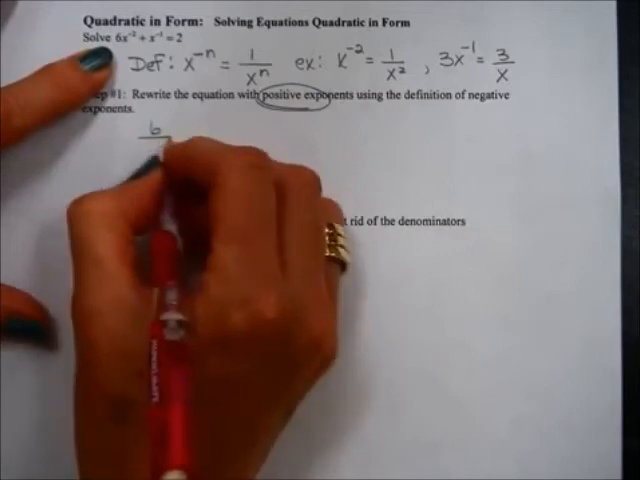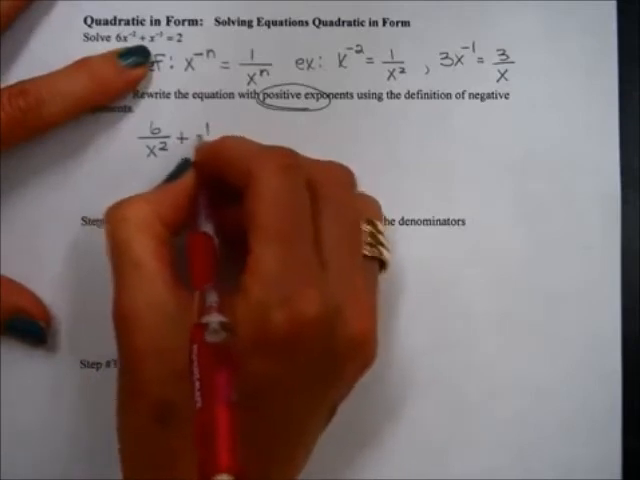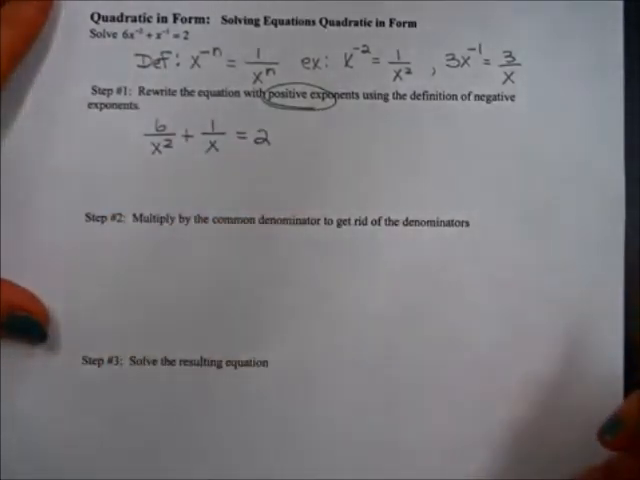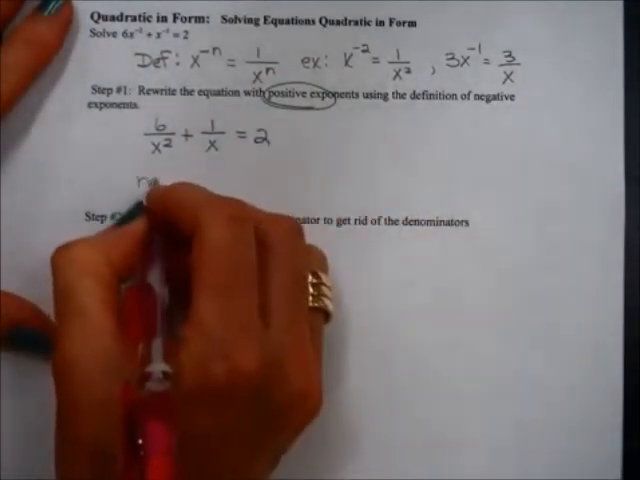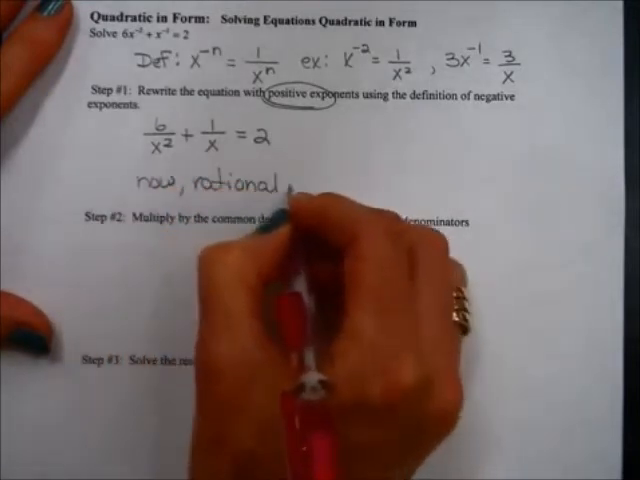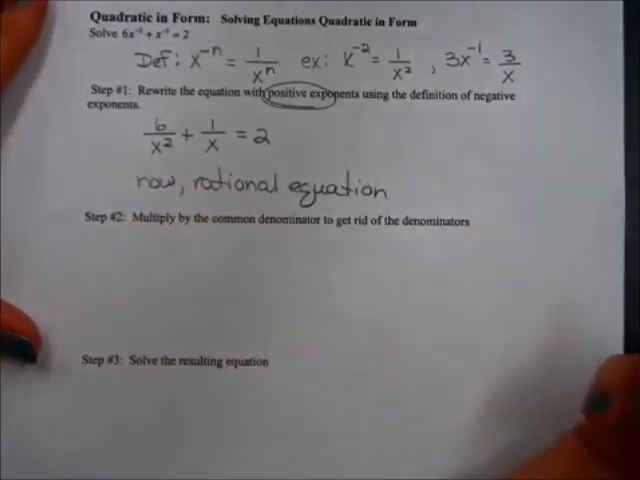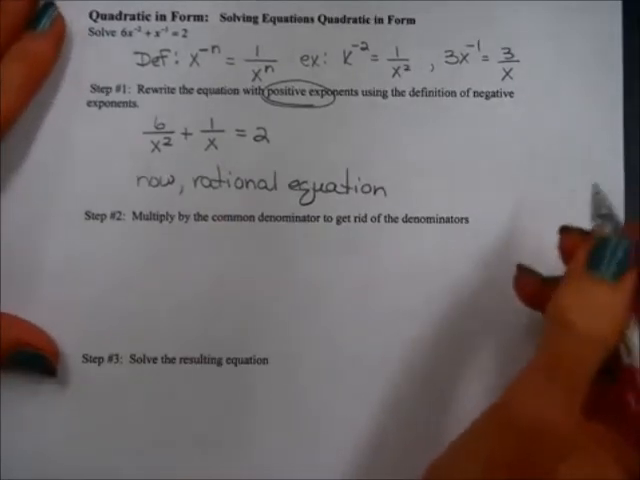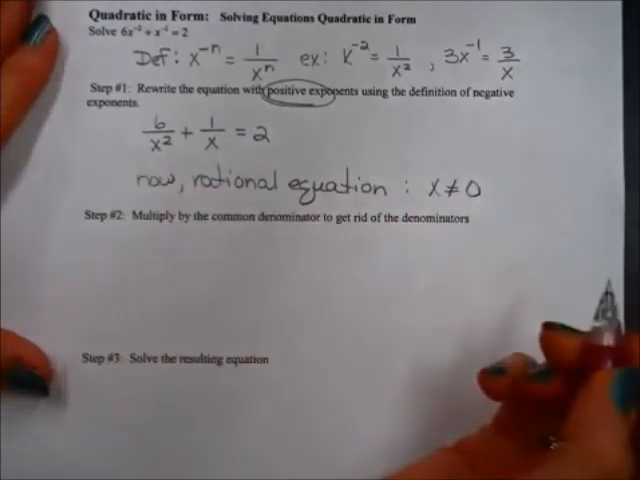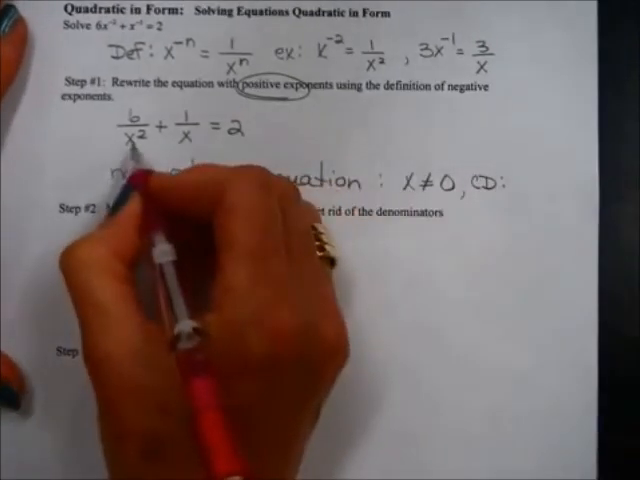So this is going to be 6 over x squared plus 1 over x equals 2. We wrote this with positive exponents. This is now a rational equation, which means you've got variables in the denominator. So you have restrictions and you have common denominators. The restriction is that x cannot be 0 because that's what makes the denominator 0. Your common denominator is going to be x squared.